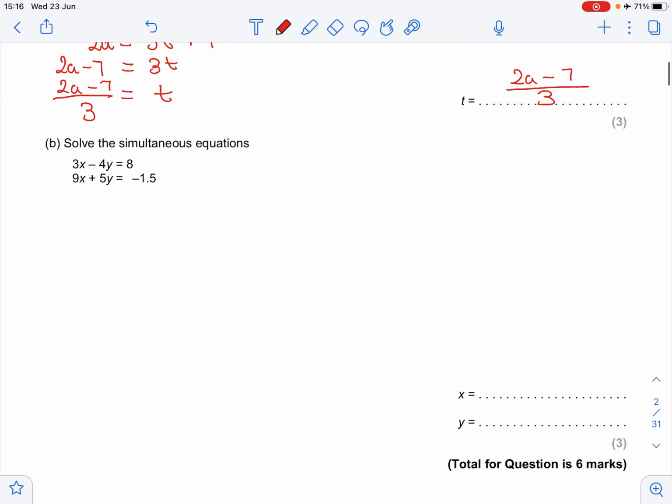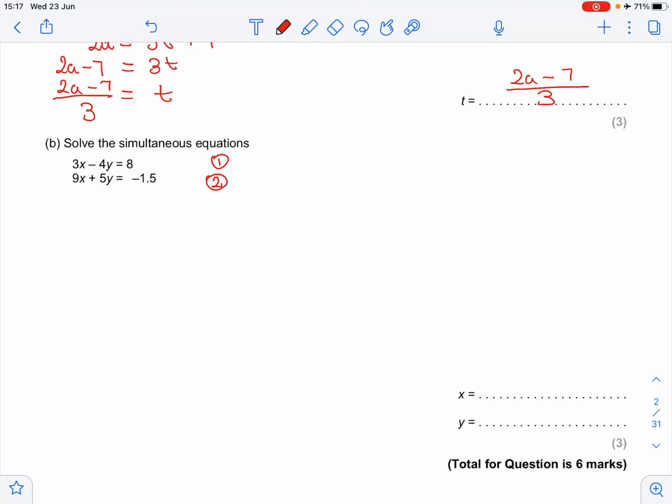Part B, we are asked to solve the simultaneous equations. So we can consider 3x minus 4y equals 8. So this is our equation 1. And we can call 9x plus 5y equals minus 1.5. This is our equation 2.